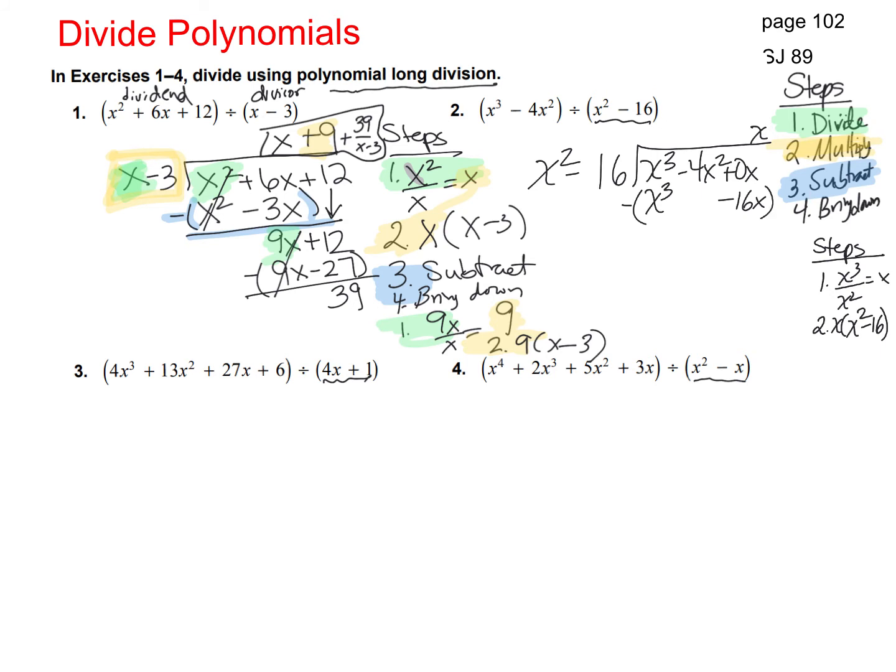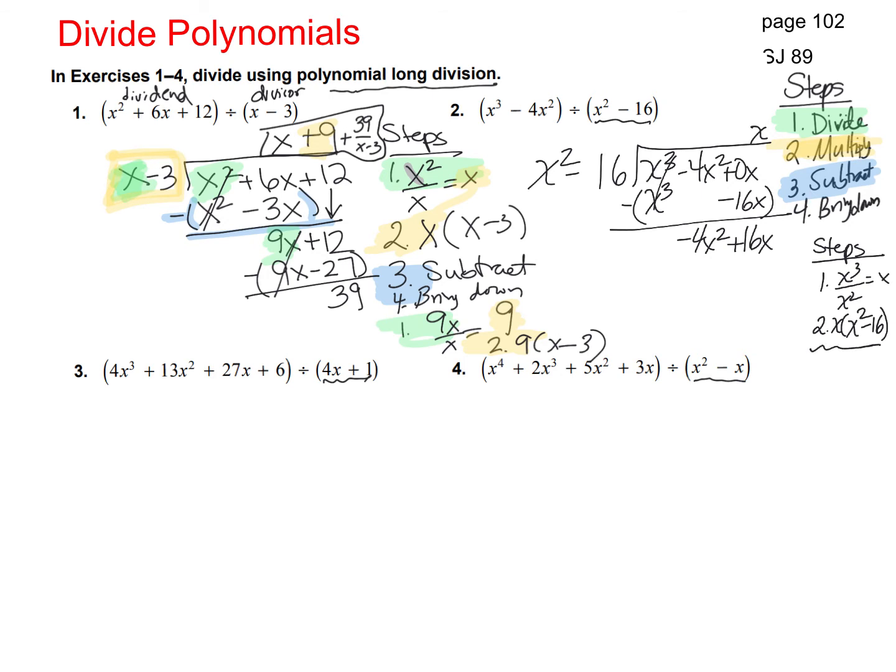Next, I subtract. X cubed minus x cubed cancels out. Negative 4x squared minus nothing is negative 4x squared. 0x minus negative 16x is positive 16x. Next, I'm going to divide. Oh, I would bring down, but there's nothing there to bring down. But I am going to go ahead and divide.